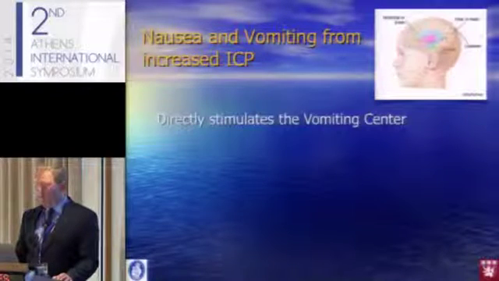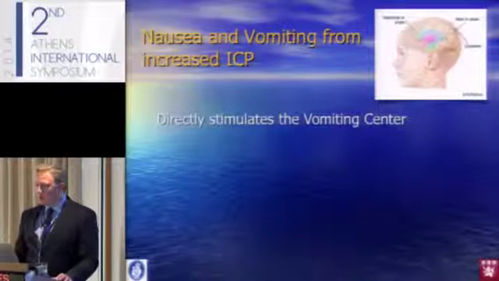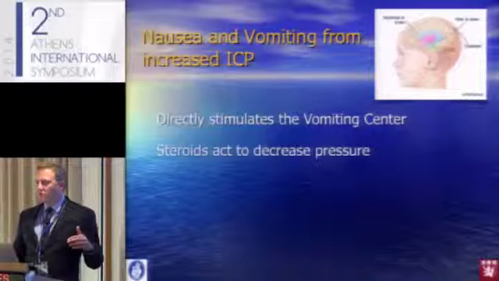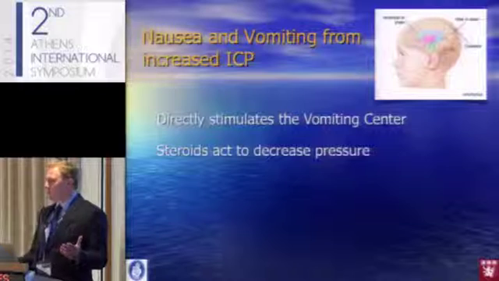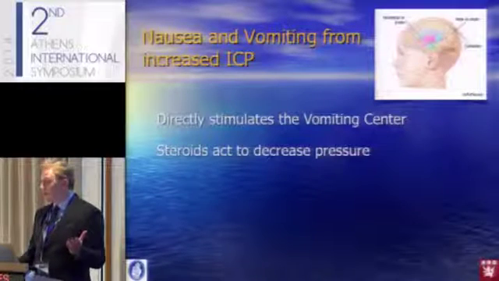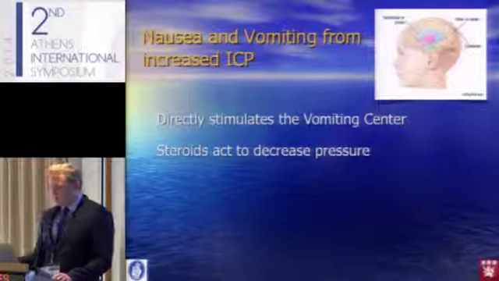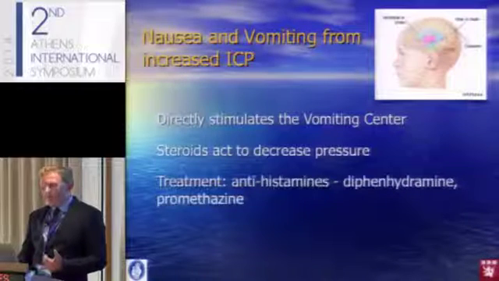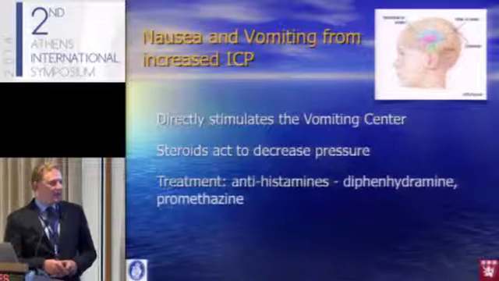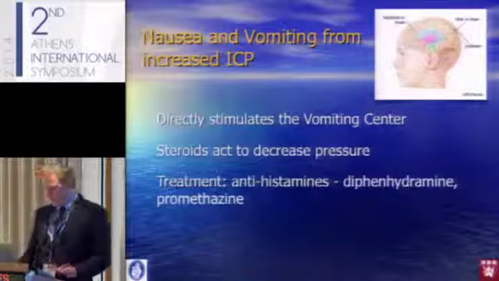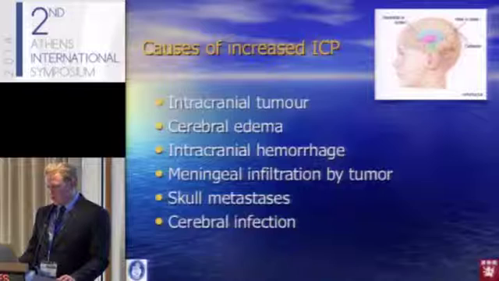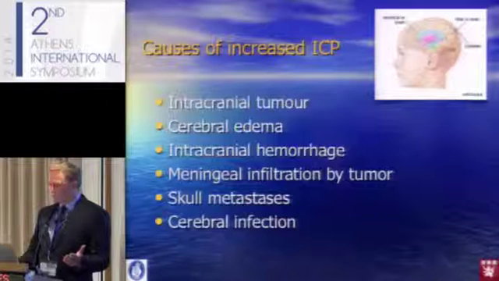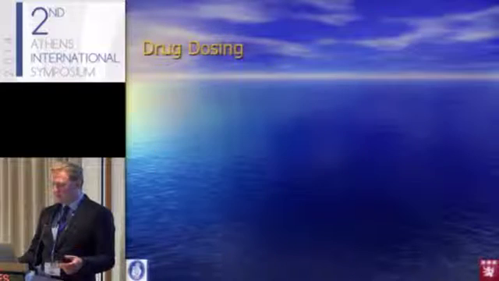If you have patients with increased intracranial pressure, this via the cortex is directly stimulating the vomiting center. Here you have to first treat the cause of the increased pressure, maybe a drain hole to release the pressure, but then also use mannitol, for example, or steroids to decrease the intracranial pressure. And for drug options, you have the antihistamines, diphenhydramine or promethazine being the most frequently used. Here are the causes: intracranial tumors, cerebral edema, intracranial hemorrhage, meningeal infiltration by tumors, skull metastases, or cerebral infection.